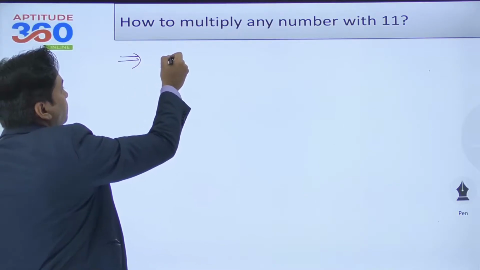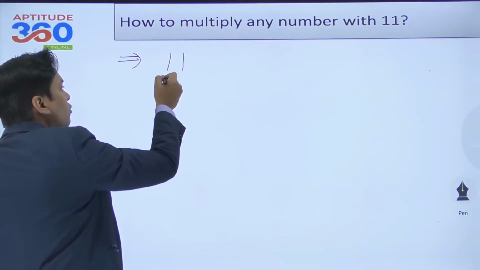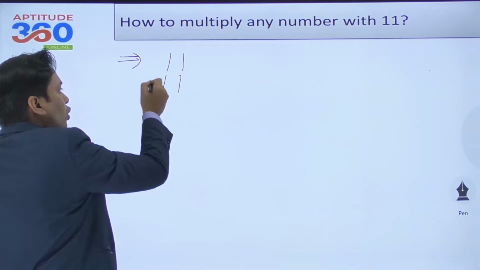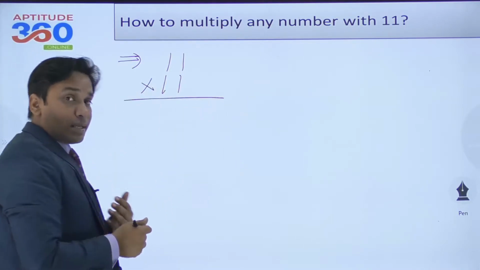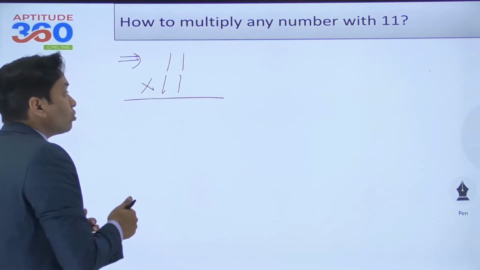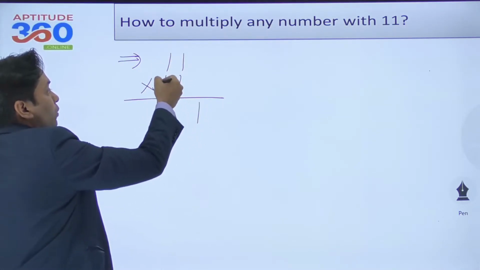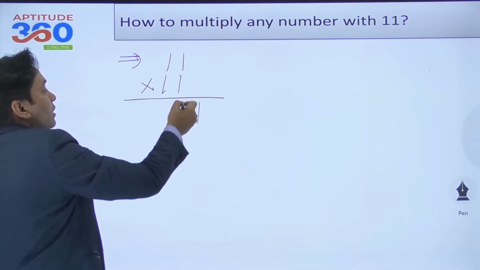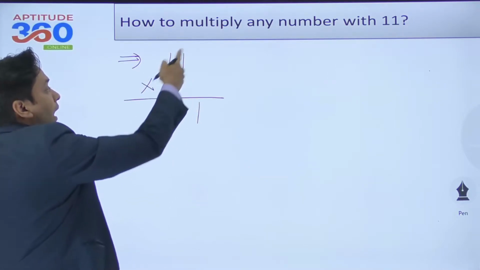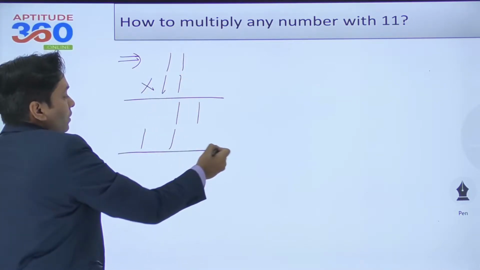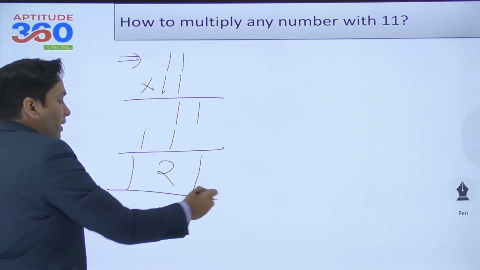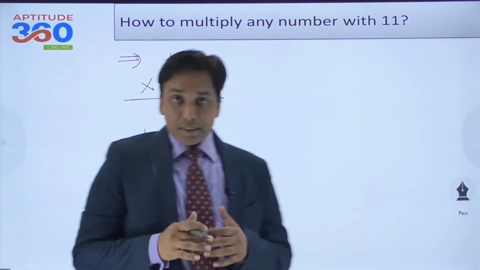Say you have to multiply 11 with 11. What are the steps that we take when we do the calculations normally? This number is getting multiplied with 1. This is 11 and then this is 1 and 1. So this is how we find out 121, right?